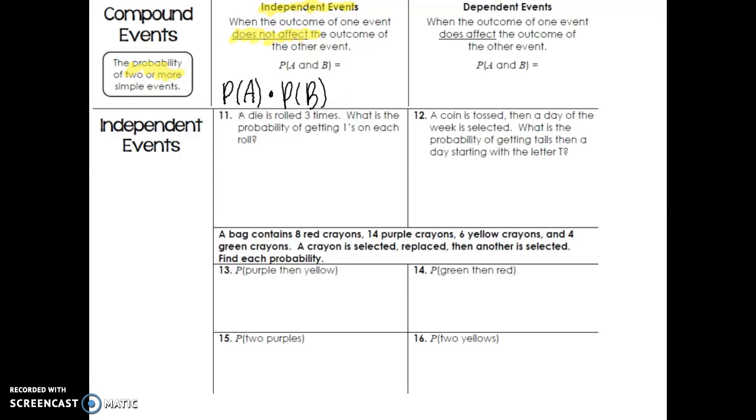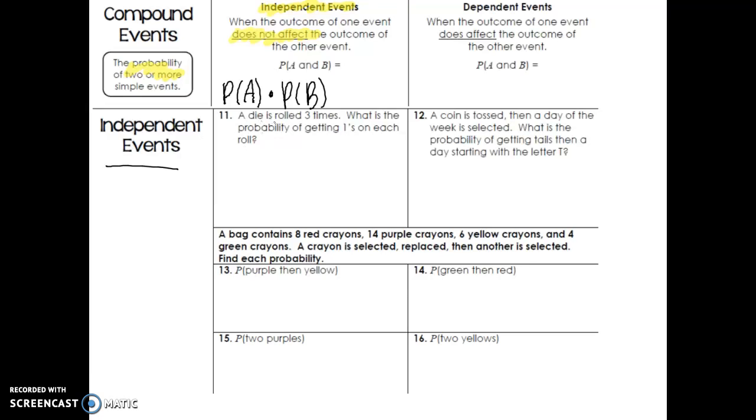For example, in number 11 it says a die is rolled 3 times. What is the probability of getting ones on each roll? So the reason why this is an independent event is because once you roll a die, that has absolutely zero effect on what happens when you roll it the second time. Nothing changes, no probability changes, and therefore it's an independent event.